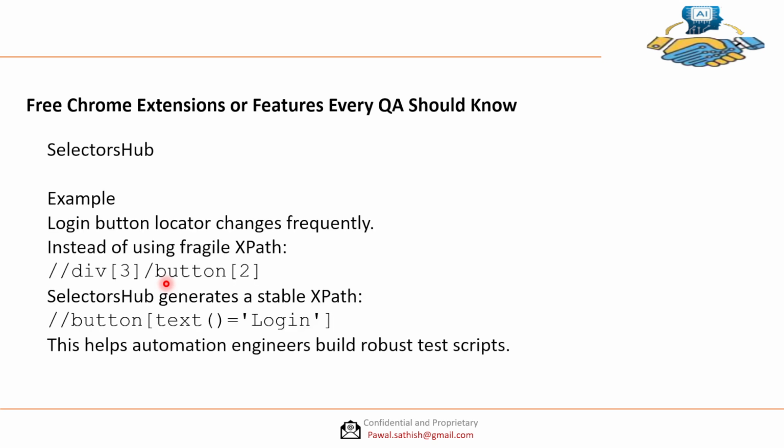For example, here the login button locator changes frequently, and we have written the script this way. But Selector Hub generates a stable XPath like button and text equals login. Then definitely this will help the automation engineer build a robust test script, so our script will not fail.